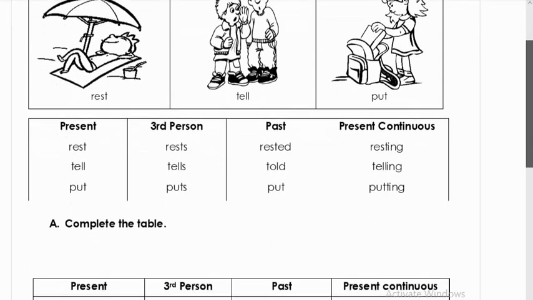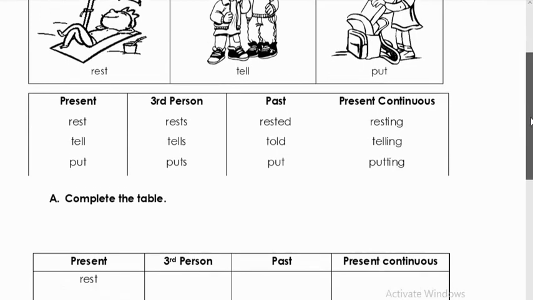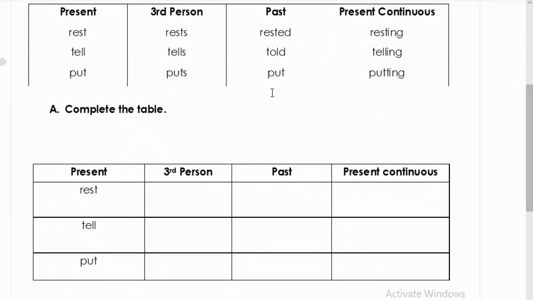Okay, now these are the verb tenses of these three verbs, rest, tell, and put. And what we have to do now is to copy the information in the chart, okay? So pay attention because you need to focus on each verb tense, okay? For example, the verbs are already in present in the simple form, rest, tell, and put. Now, we are going to write them first of all, in the third person.